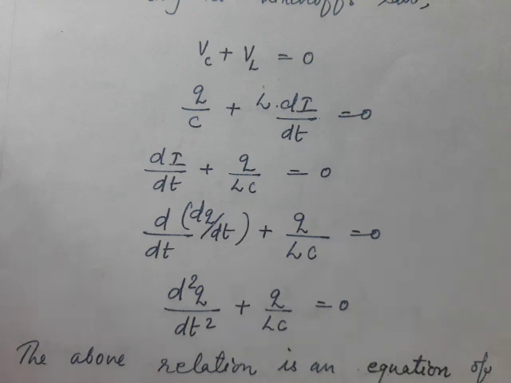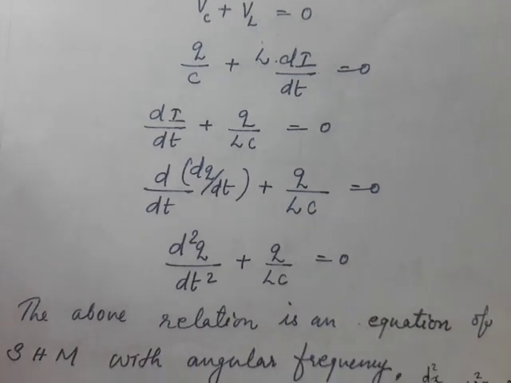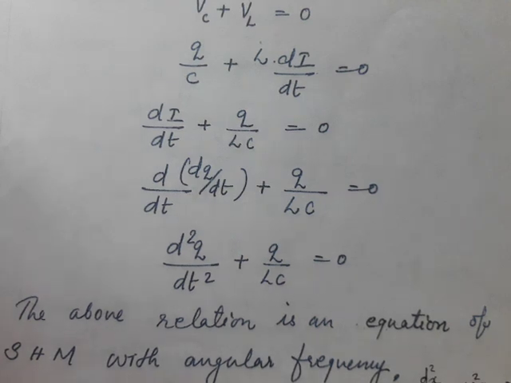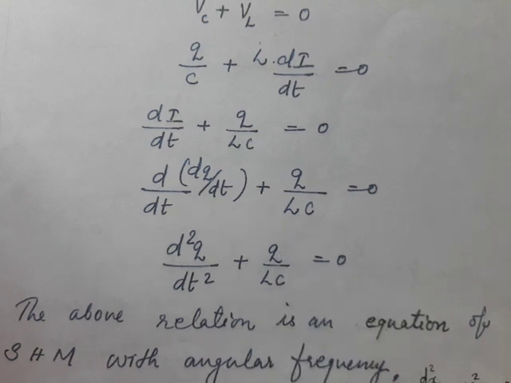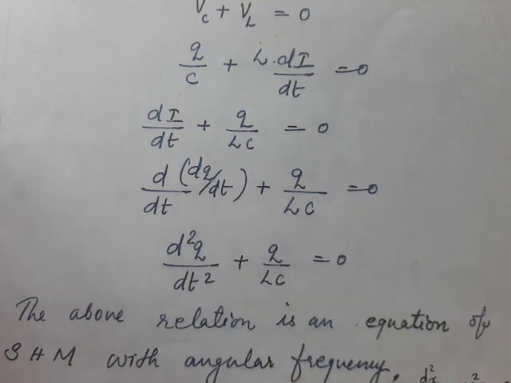So this equation has a speciality. This is similar to the equation of a simple harmonic oscillator. As per the simple harmonic oscillator, in 11th standard you have seen the equation d square x by dt square plus omega square x equal to 0. So this is also similar: d square q by dt square plus q by LC equal to 0. So they are comparable. If so, here this 1 by LC is nothing but omega square.